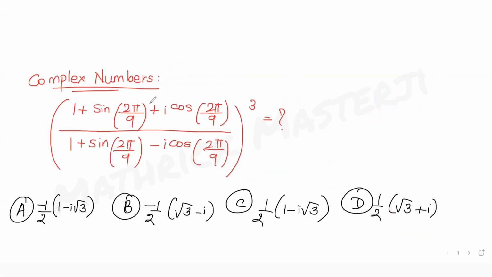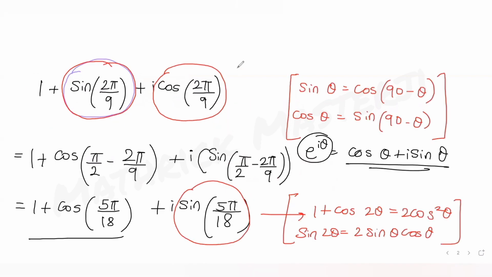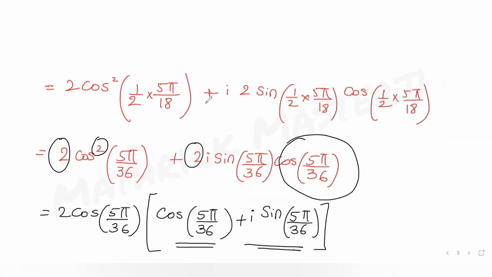Just instead of positive in between this, we have a negative sign. So if instead of a positive, I had a negative sign here, then here also I'll have a negative sign, here also I'll have a negative sign. And again, when I'm taking 2 cos 5 pi by 36 common, I will have a negative sign here.